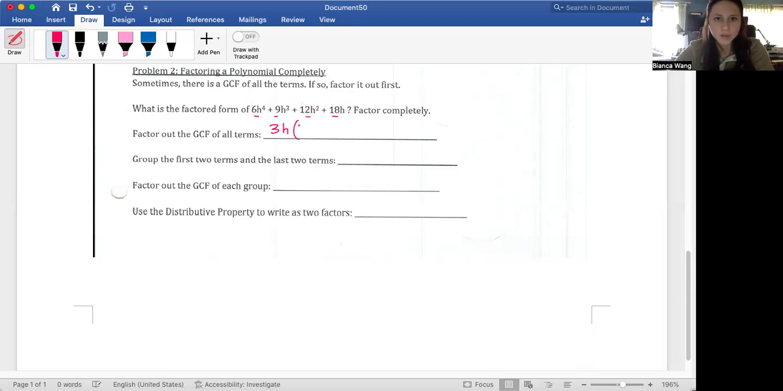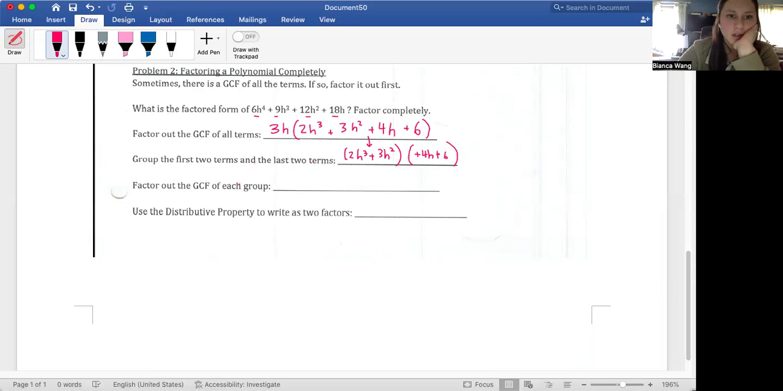So then I'm going to do, okay, 2h to the third plus 3h to the second plus 4h plus 6. And now I'm going to group the first 2 terms and the last 2 terms. So now I'm going to just bring this down and look at this as 2h to the third plus 3h to the second, close my parentheses, group my 4h and my 6.